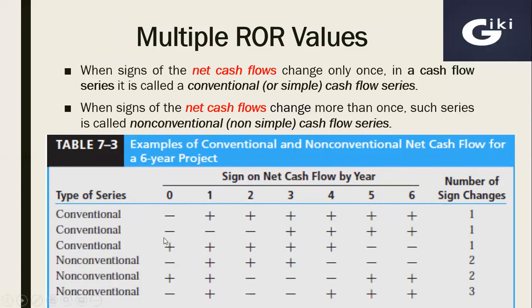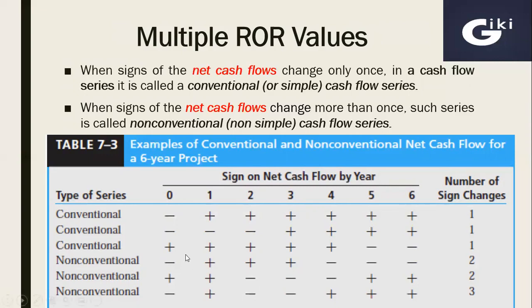Then in the second case, we have negative cash flows from time 0 to time 2, and then the sign changes from negative to positive from the third to the sixth time period. So again, there is one sign change in this net cash flow series. So this is also a simple or conventional cash flow series.